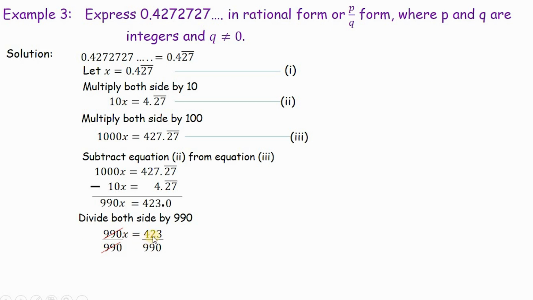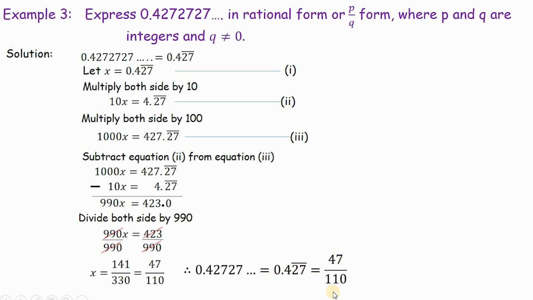And here also you can cancel the numerator and denominator by 3, since 3 is a common factor in both the cases. So cancel these, you'll get x is equal to 141 by 330. Again you can divide numerator and denominator by 3. You'll get 47 by 110. Therefore 0.427277 is equal to 0.427 bar equal to 47 by 110. Now this is our required answer.